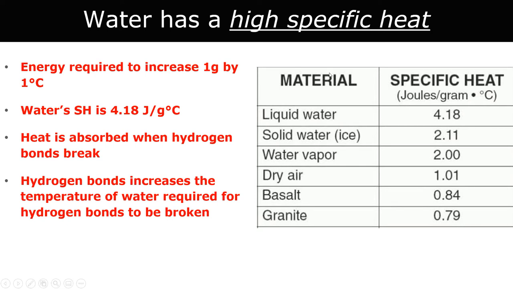So specific heat is the energy that's required to increase 1 gram of a substance by 1 degree Celsius. So how much energy do I have to put into this stuff to raise its temperature? If we look at liquid water, it has a really high specific heat of 4.18. And you do have to know that number. Like, you have to be able to recognize, if I ask you what specific heat of water is, you better spit out 4.18 joules per gram per Celsius.